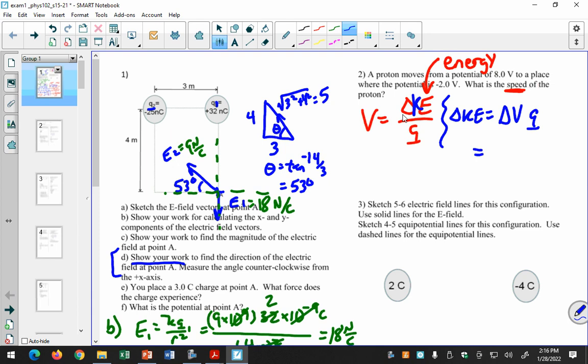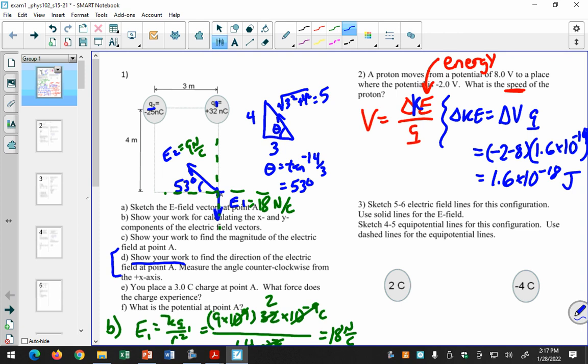And so that's going to be a change in potential. It's moving from an initial of 8 to a final of 2. So 2 minus 8 times q. This is a proton, so it's going to be 1.6 times 10 to the minus 19. I'm not really concerned with whether this is negative or not, because I know that there is no negative kinetic energy. So I'm just going to get rid of that negative sign, where it's negative 10. I'm going to have 1.6 times 10 to the minus 18 joules. So that is the change in kinetic energy.